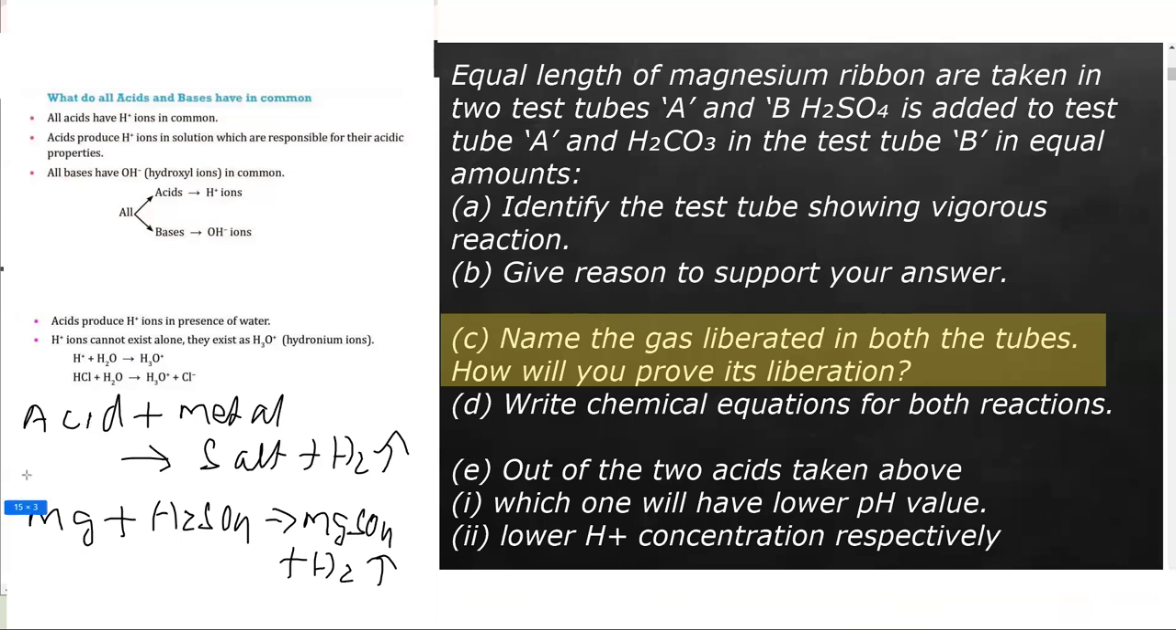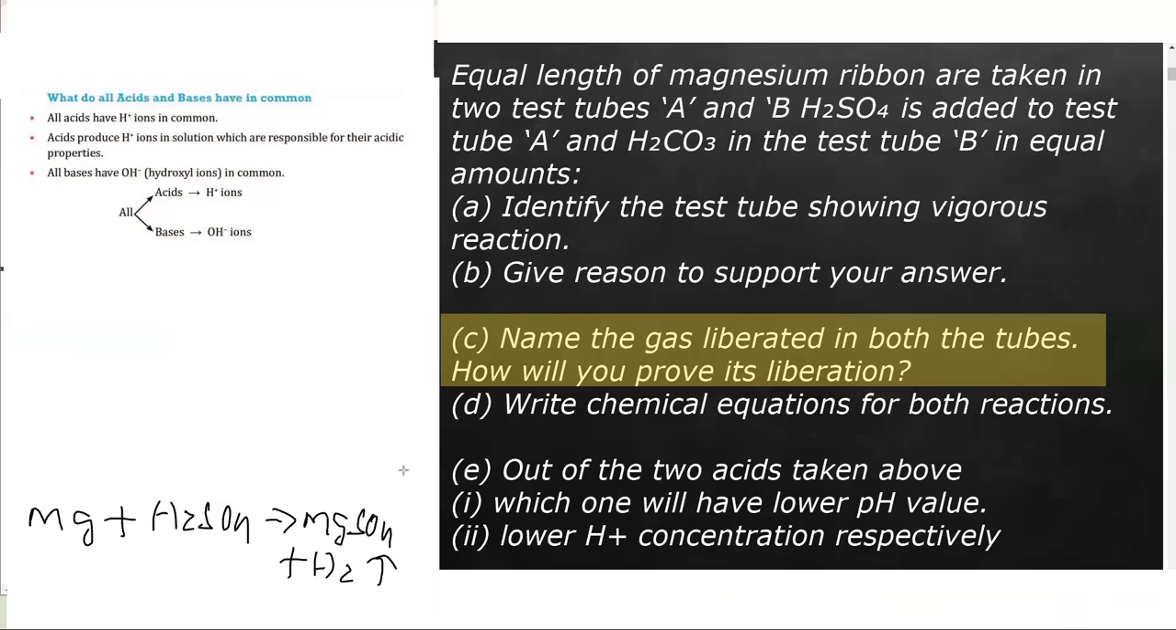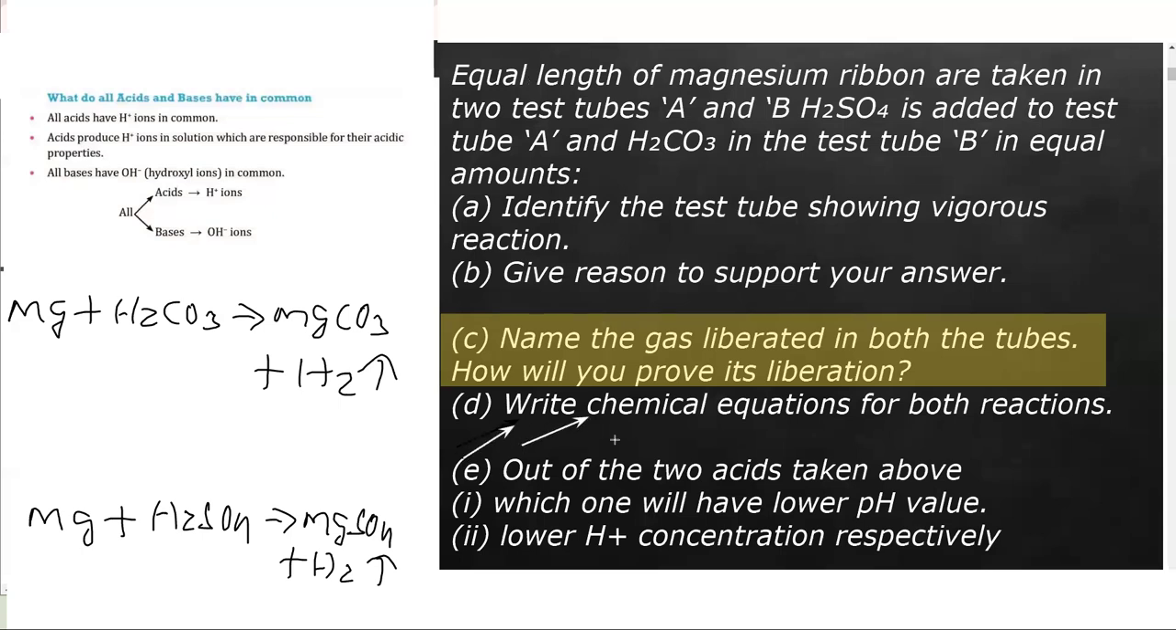But hydrogen gas will also be released in the other case, because this is a general reaction where any metal, except for the noble metals, when it reacts with an acid, here I am taking H2CO3, results in the formation of magnesium carbonate. This time the salt is magnesium carbonate, but hydrogen gas is there, right? So I have written the chemical reactions for these two here. For the D part, we have done it.